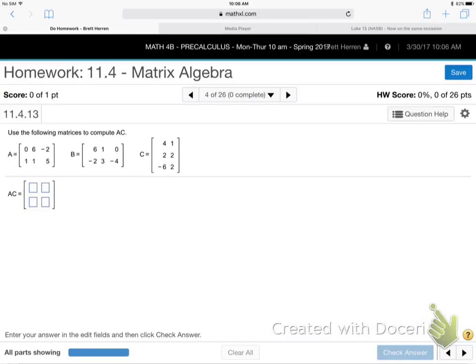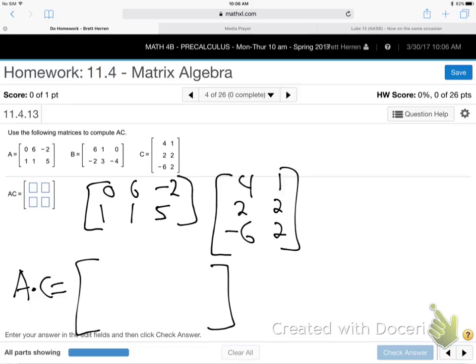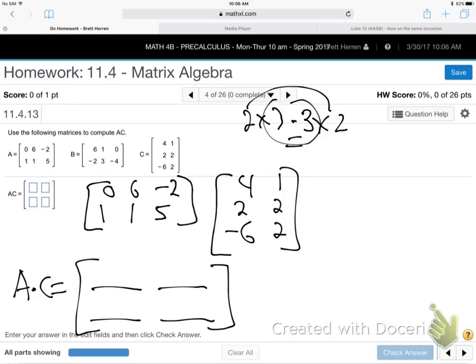I'm going to go to a fresh screen here. And so let's do A. So how do you do it then? Let me write A down here: 0, 6, negative 2, 1, 1, 5. That's A, and then here's C: 4, 2, negative 6, 1, 2, 2. All right, we're going to do A times C. We know it's going to be a 2 by 2, so I'll put in the blanks already. It's nice to know the size of the answer matrix as you begin, right? It's a 2 by 3 times a 3 by 2. The insides are equal, the outside 2 by 2. So this is a 2 by 2. So, all right, how do you do it?